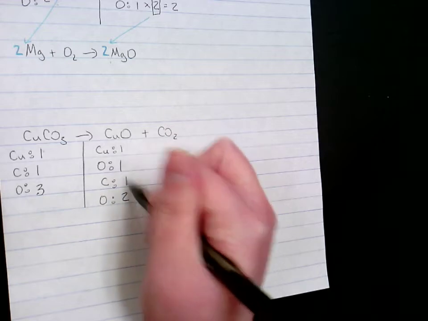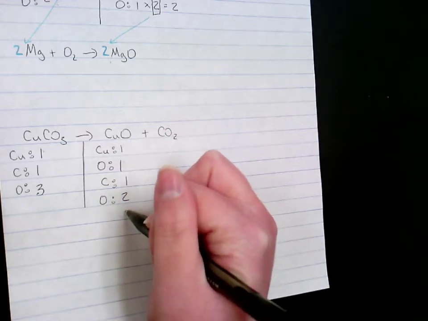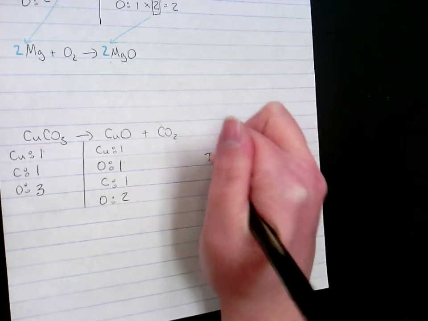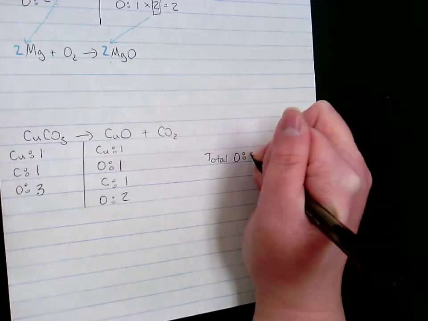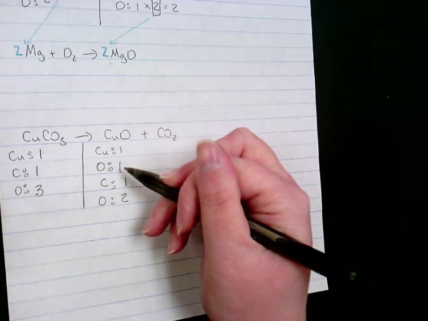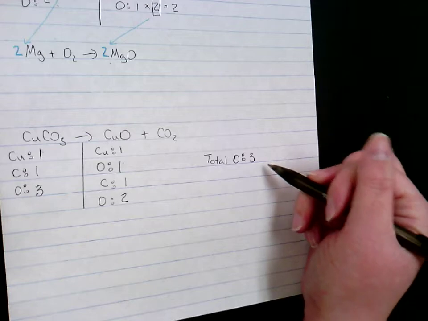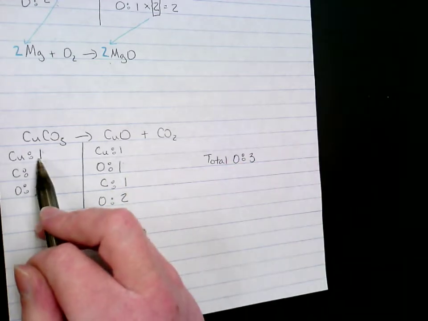So now that I have oxygen in multiple places, I want to make sure that I keep a total tally. So over to the side here, I'm going to have total oxygens. And right now, I have 3, because I have these 2, and I have that 1, and 2 plus 1 gives me 3.